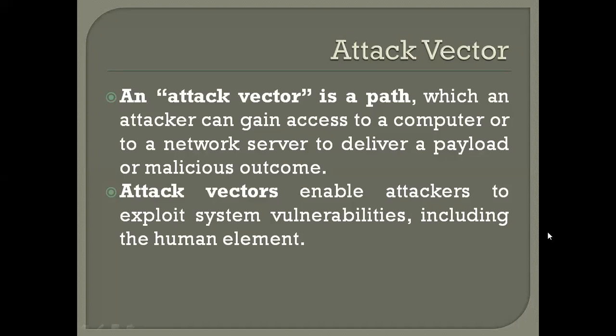An attack vector is a path by which an attacker can gain access to a computer or a network server to deliver a payload or malicious output. So we are finding a path. That is a vector, like in equations such as x plus y equal to something, or y equal to x square plus c. In a graph we can find the path.